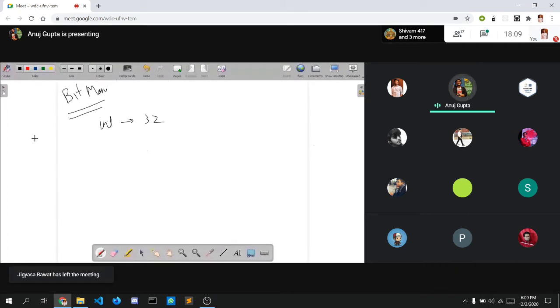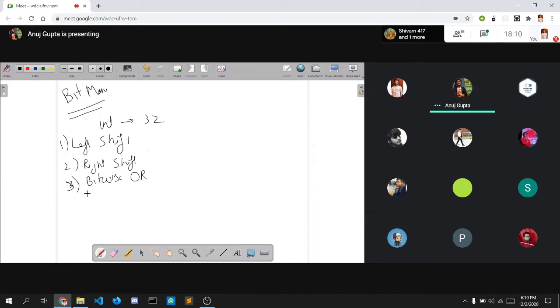So the main operations in bit manipulation are left shift, right shift, and the bitwise operators: bitwise OR, bitwise AND and bitwise XOR. I know my writing is not very good, so if anyone is not able to understand, you can let me know.